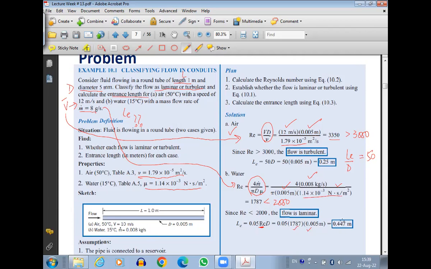So for laminar flow, when water is flowing, we get the entrance length, and also for the case of air, where it is turbulent flow, we get the entrance length. So that's the solution of this problem. If there is anything within the solution which is not clear to anybody, please feel free to ask.